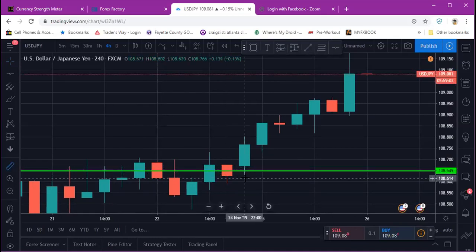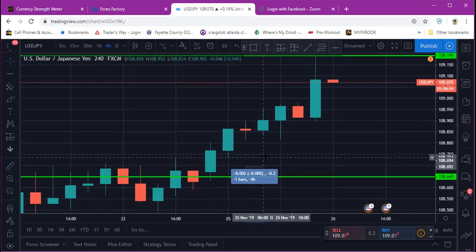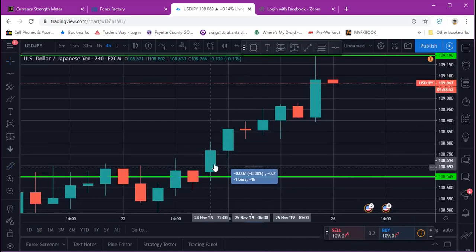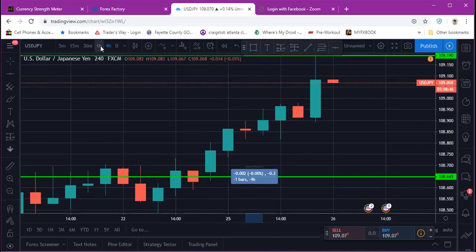So now the question is, when do we enter? That's what we want to know. On a 4-hour, obviously, this is 4 hours, but we want to be more precise. We see this green candle start to form on the 4-hour. We jump down to a 1-hour.